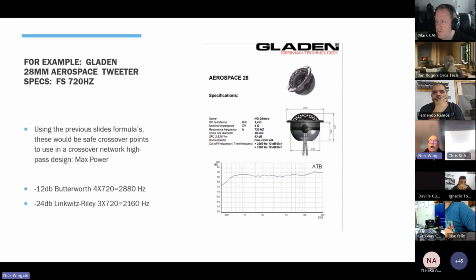And I will tell you right now, please do not play a 28 millimeter Gladen Aerospace tweeter at 1500 hertz with any kind of power. Yes, it'll do it, but I will tell you, I don't like the way it sounds at all, and I don't think it's going to hold up very long. Mine right now, I have them crossed over at 3000 hertz, and they sound absolutely fantastic at a 12 dB per octave slope. Sound wonderful, absolutely fantastic.